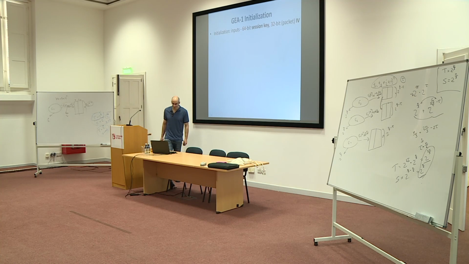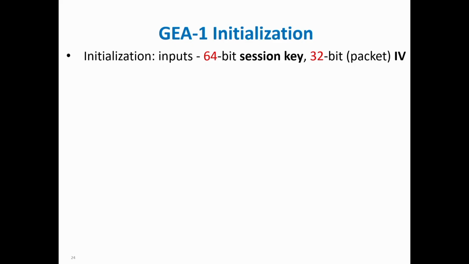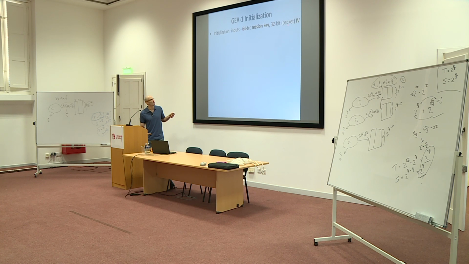So the initialization. First the cipher is initialized. The inputs to the initialization phase are a 64-bit session key and a 32-bit IV. So it's just a string. And actually, GPRS works in packets, and there's a fixed size for each packet, and for each packet you encrypt it with a different IV. Okay, so that's the input to the initialization process.